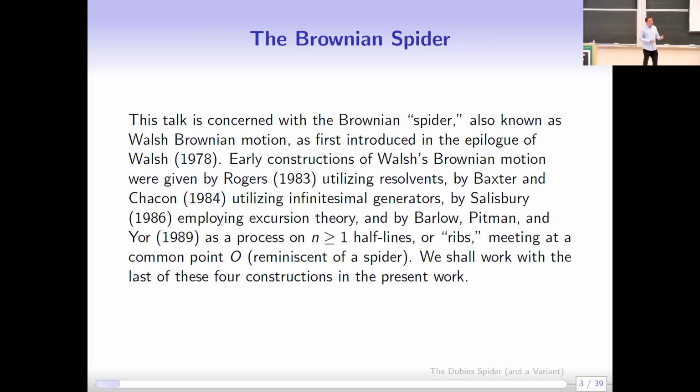So this talk today is going to be about the Brownian spider. We know about it from Pablo's talk, but again, it is also known as Walsh-Brownian motion, first introduced in the epilogue of Walsh. Early constructions were given by Rogers using resolvents. We won't be utilizing resolvents today, unlike the last talk. Others were by Baxter and Chacon using infinitesimal generators, by Salisbury with excursion theory, and by Barlow, Pitman, and Yor as a process on n half-lines or ribs, meeting in a common point O, where that point O is usually the origin. It doesn't need to be, but it usually is. And we're going to work with the last four of these constructions in the present work.